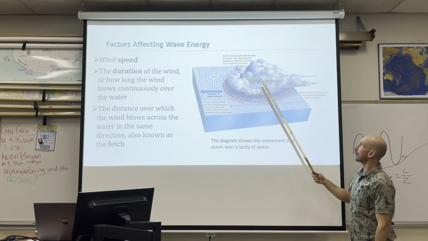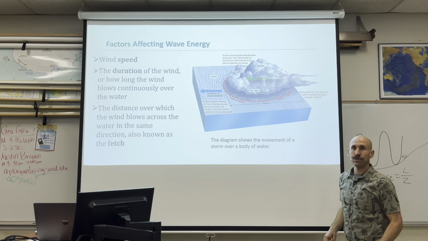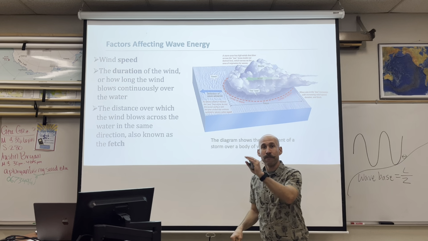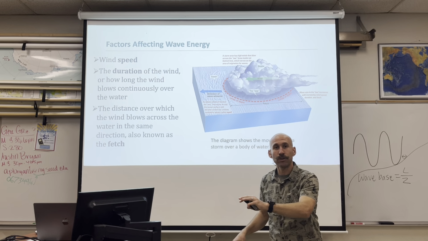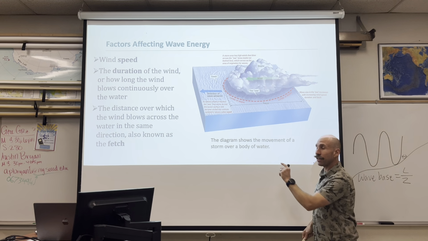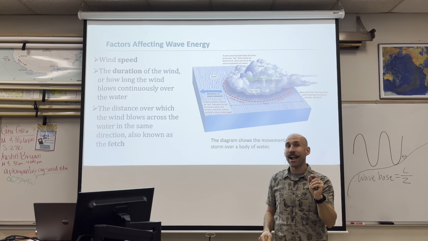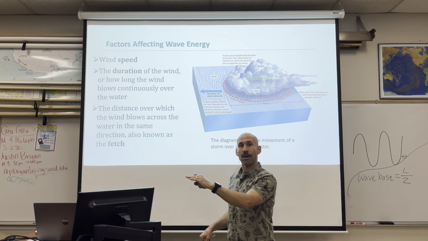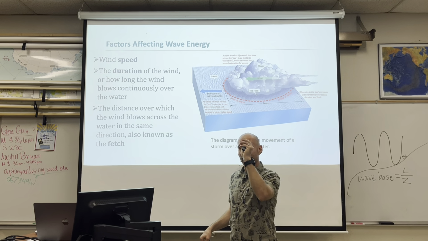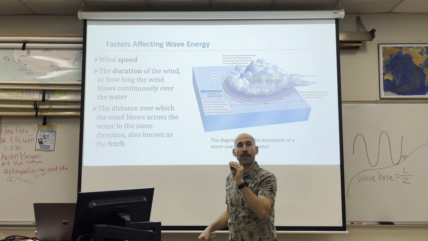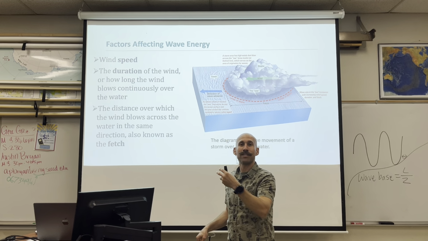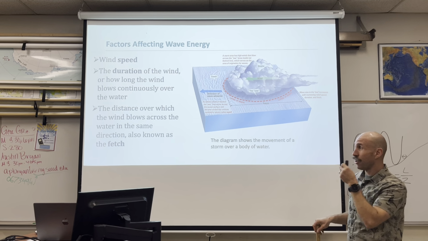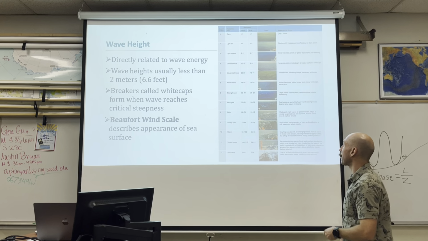Now, these 3 things together are going to determine how much wave energy is transferred from the wind into the ocean, which directly affects the wave height and the wavelength that will then move across the ocean. And when that wave energy is transferred to the coastline, it develops into waves that break on the shore. So this is how waves are created, through storms out at sea.